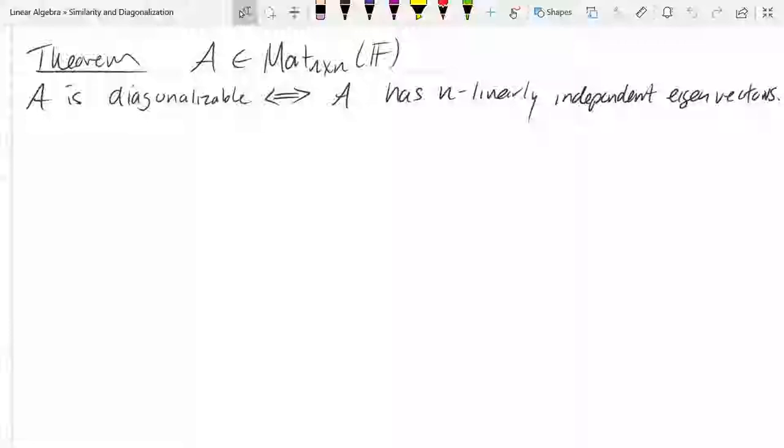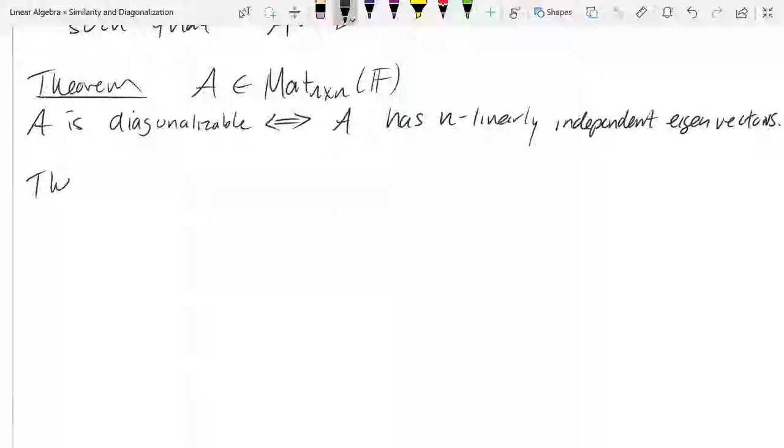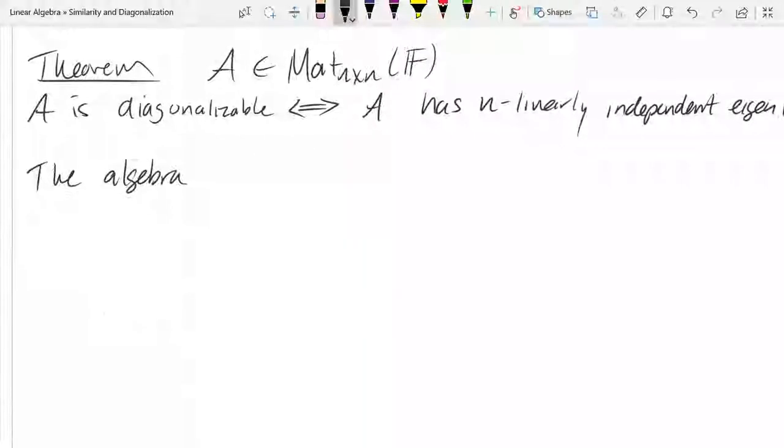So we'll look a little bit at the algebra behind what's going on in this theorem. A is diagonalizable exactly when A has n linearly independent eigenvectors. So the algebra behind this.